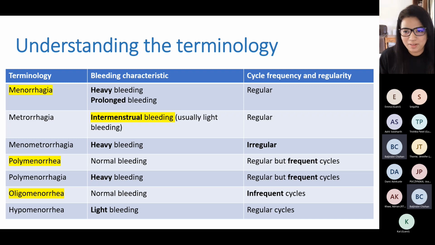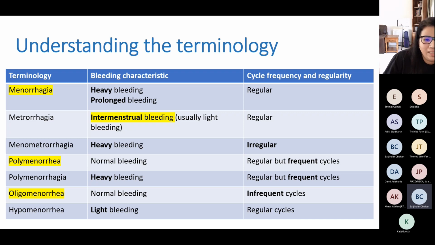Right. So now we come to the bit which gave me great grief whilst I was growing up: how I was going to understand and remember these terms. What I've concluded is that you just need to know two things. You need to know whether it's a bleeding problem, or a cycle frequency or regularity problem, or both. And I've also made it easy for you by highlighting the bits that we most commonly use.